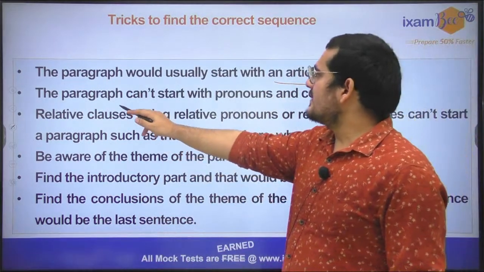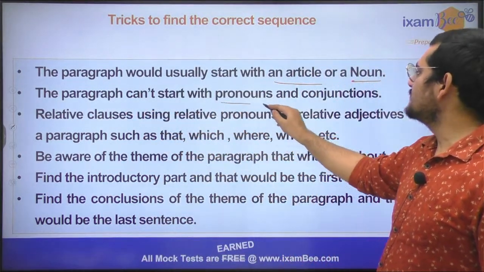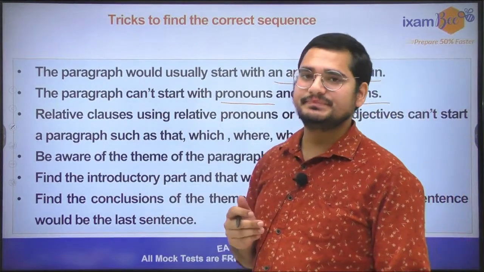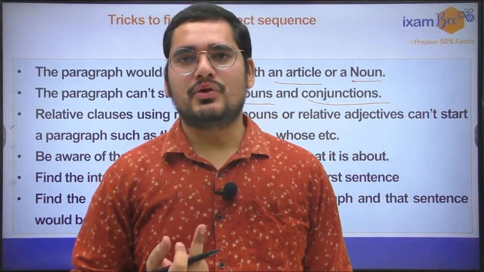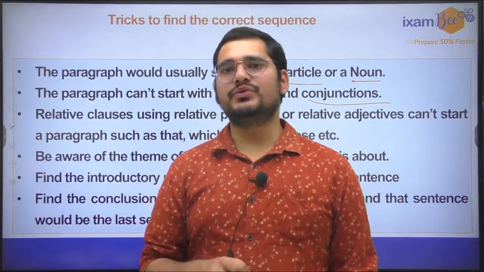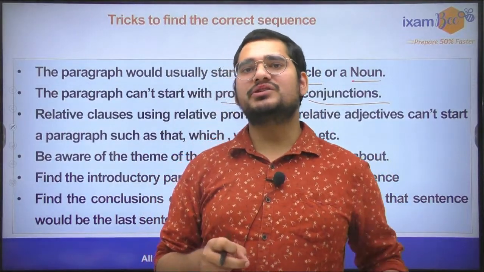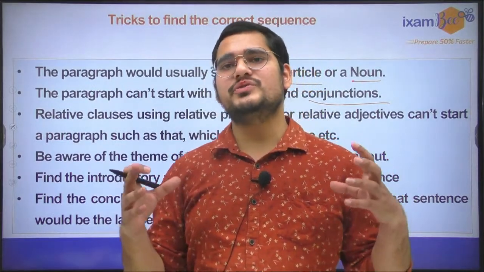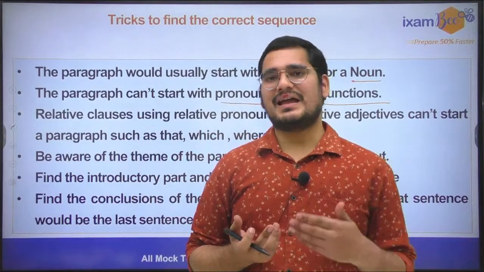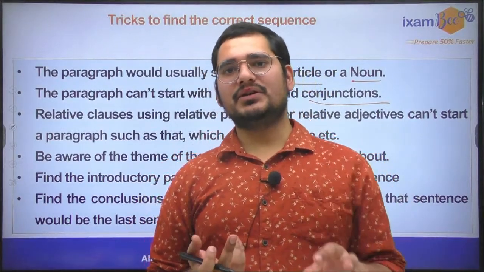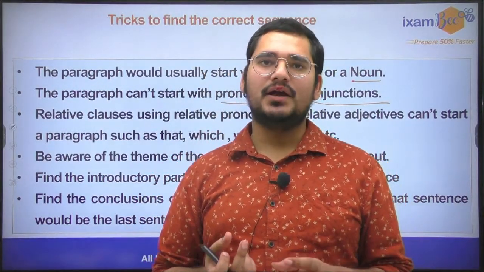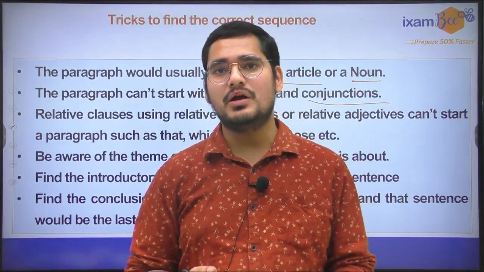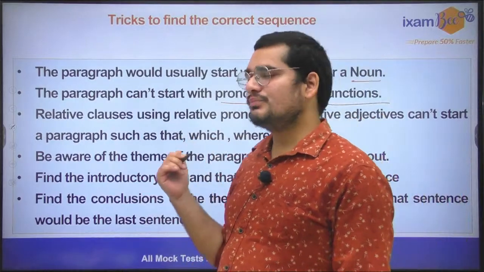Then the paragraph can't start with pronouns and conjunctions, right? Why is it? Because you know what pronouns are, right? Pronouns are the words which we use in place of nouns, all right? And what's the purpose? To avoid the repetition of nouns, right? So to avoid using the names again and again, we give the noun a temporary name, right? So that's called a pronoun, right? For example, he, she, it, his, her, or this, that. So these are the pronouns.